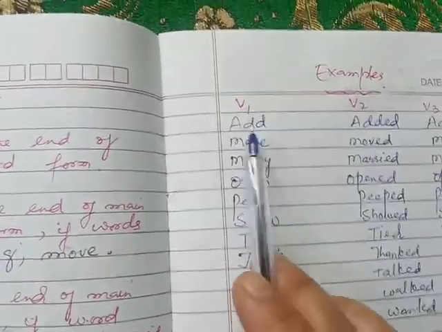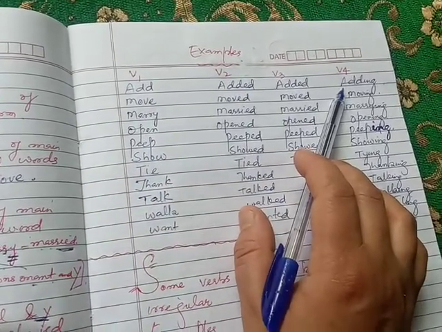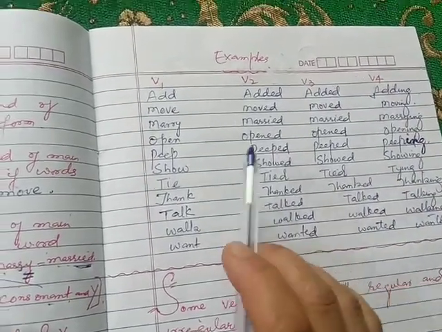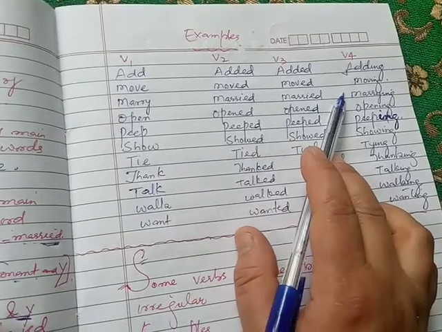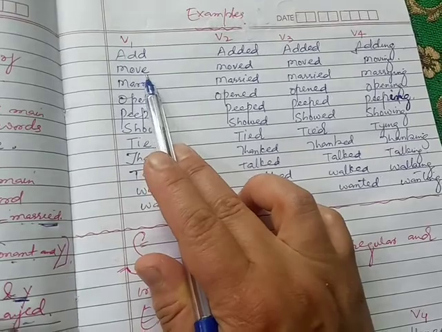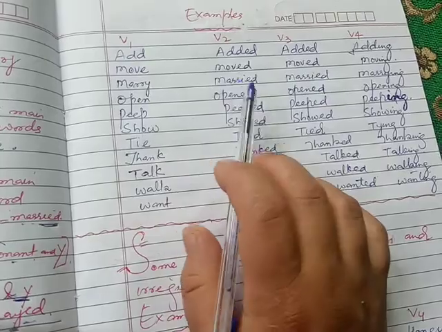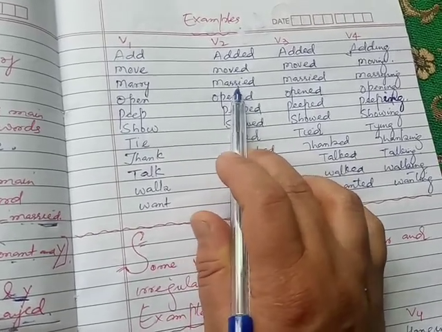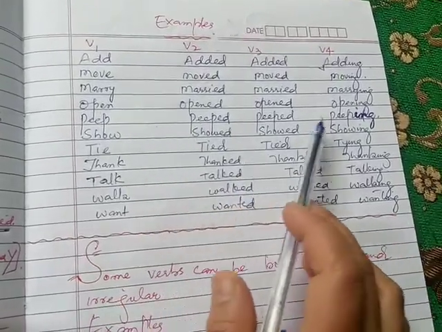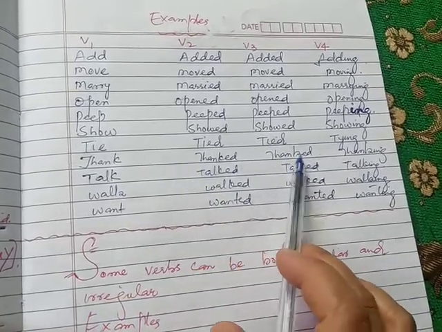Look here, my dear student. Add, added, adding. Move, moving. Marry, married. Here I have already told you that if a word ends with Y, but before it there is a consonant, then we have to use IED suffix at the end. Open, opened, opening. Peep, peeped, peeping. Show, showed, showing. Tie, tying. Thank, thanking.